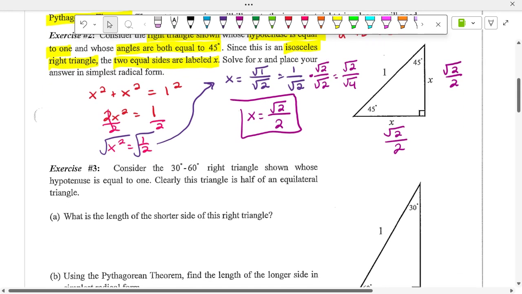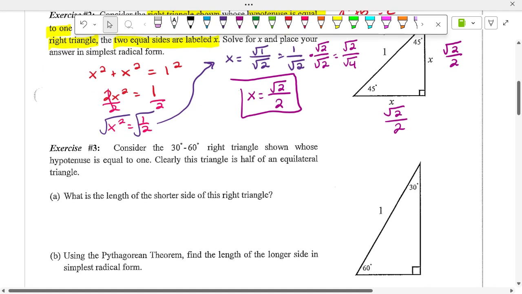Now, I'm not making you guys do this just for funsies. You'll see these numbers again. I'm not making you do it just because, okay? These numbers will actually be seen again.